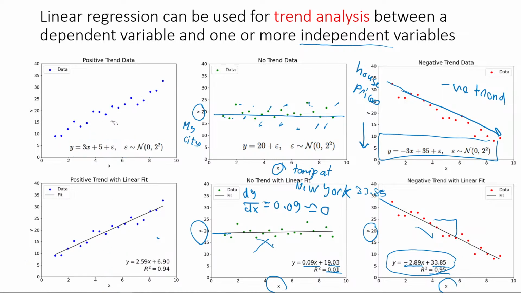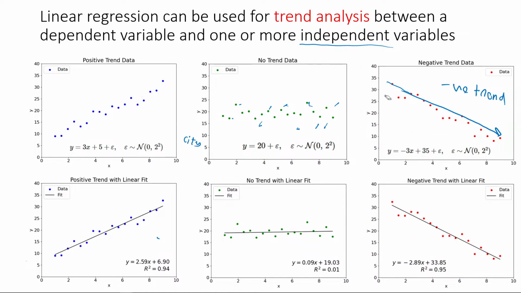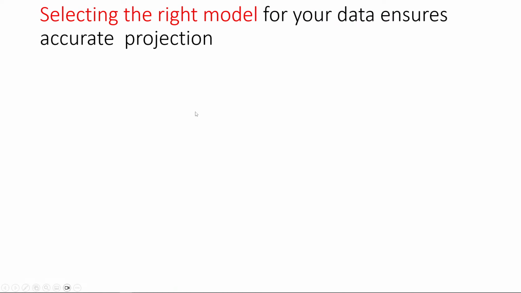What we do with regression analysis is that we can understand the trend of the data, and to what extent my independent variable can explain the variance of my dependent variable. Now, selecting the right model for your data ensures accurate projection.